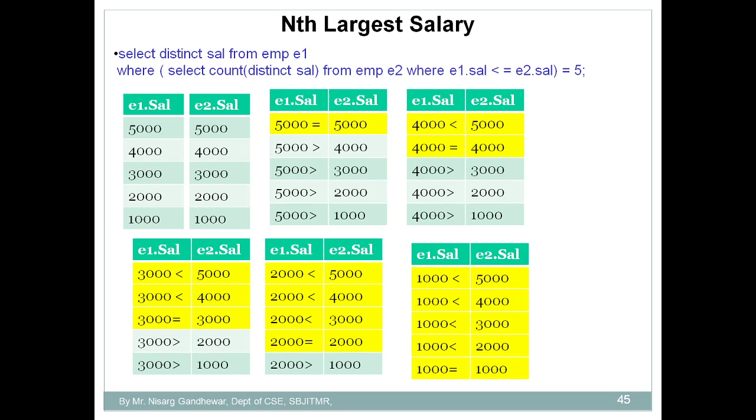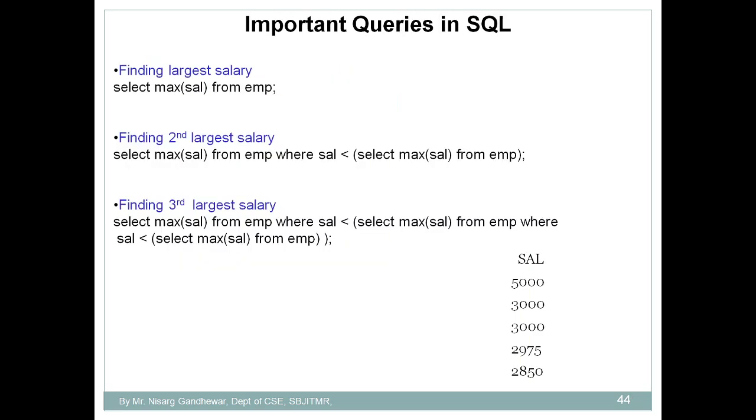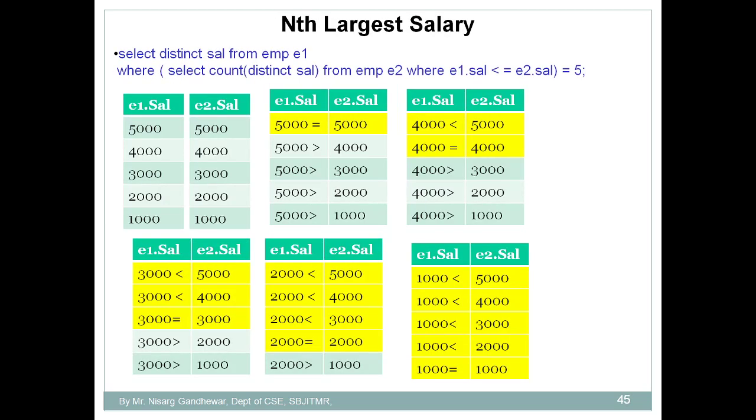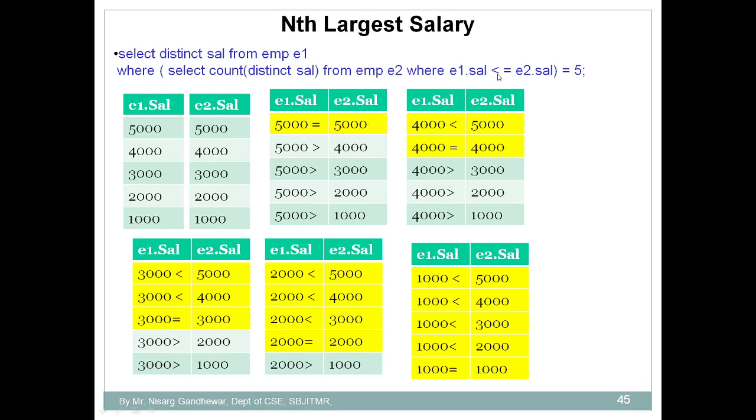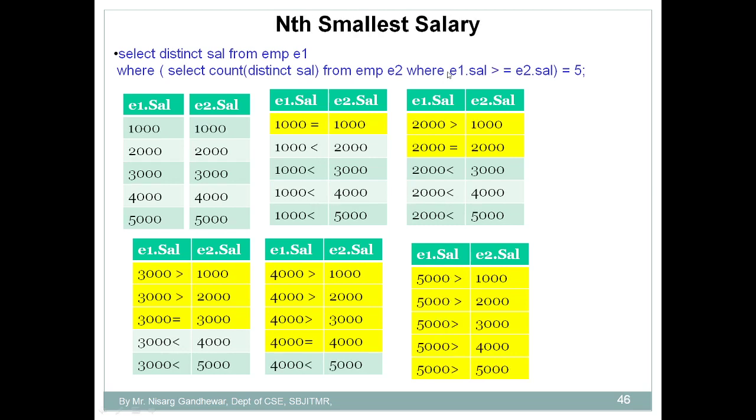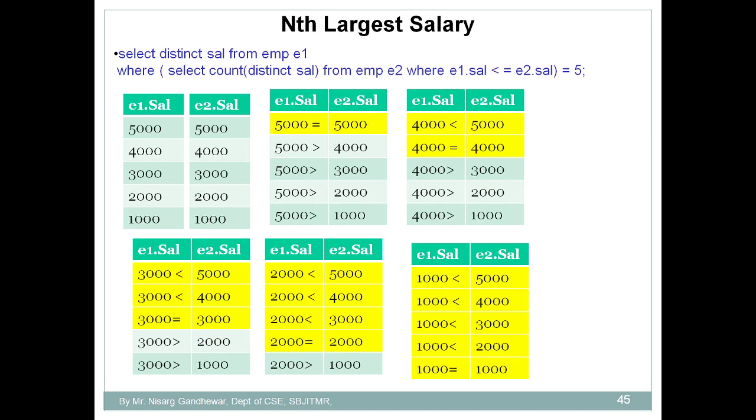Okay, so this is all about the largest. In exactly the opposite manner, the smallest will be there. Suppose you want to find the nth smallest salary. What change do you need to make? Instead of this particular condition, let's see what change you will make. In this case the query is the same. In the case of the largest salary and the smallest salary, there is a very small change.